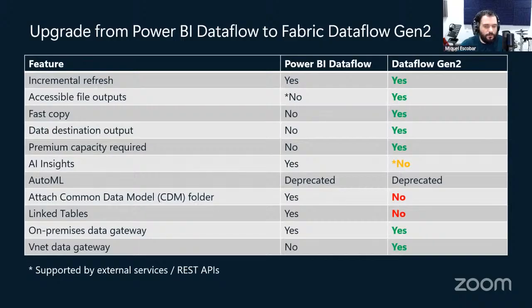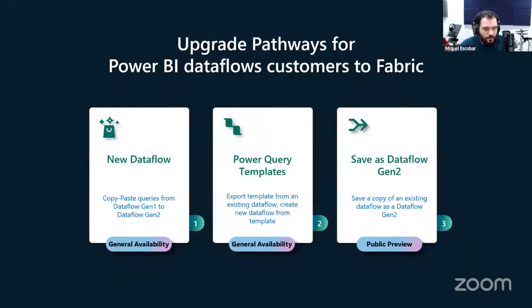The biggest things to consider that we don't have in Dataflow Gen 2 are the functionality of the feature to attach to common data model folder, and the other one is link tables. We do have other ways in which you can actually leverage sort of that approach, but it's not exactly the same as the one that we have in Gen 1. And the other one is the save as functionality.